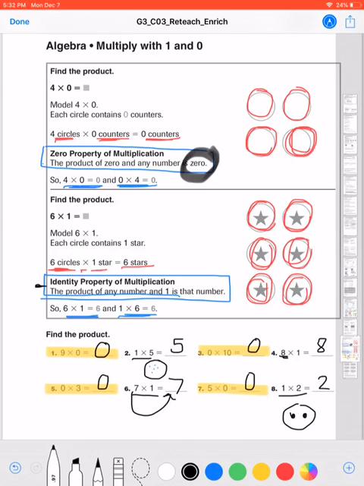So see that? The zero property of multiplication says that the product of any number times 0, or 0 times any number, is going to equal 0. And then we also know that any number times 1, or 1 times any number, is going to equal that number. And we tested our theory out down here.